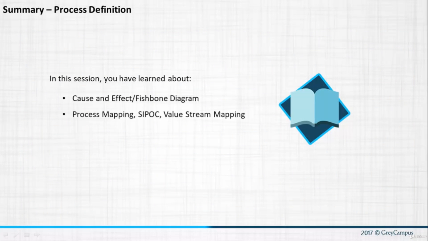In this session, we talked about fishbone diagrams as a brainstorming tool for causes to a certain problem. We talked about defining the existing process using different types of process mapping, SIPOC, and VSMs. XY diagrams with inputs and outputs, and then the risk analysis tool of failure mode and effects analysis, calculating the risk priority numbers.